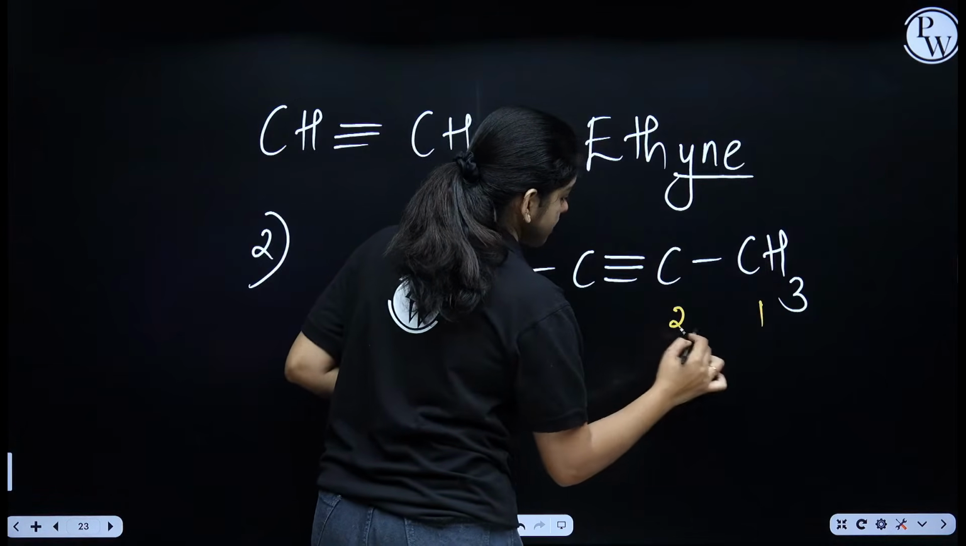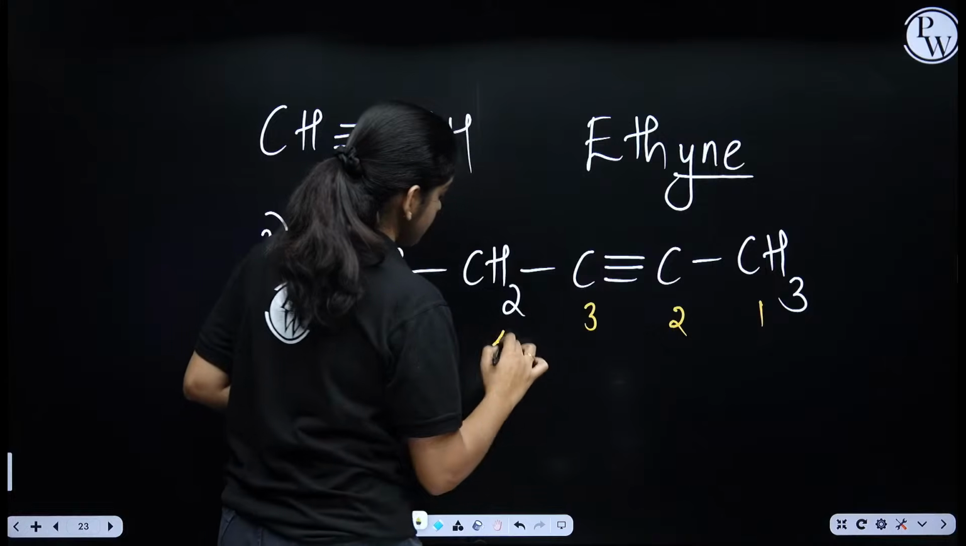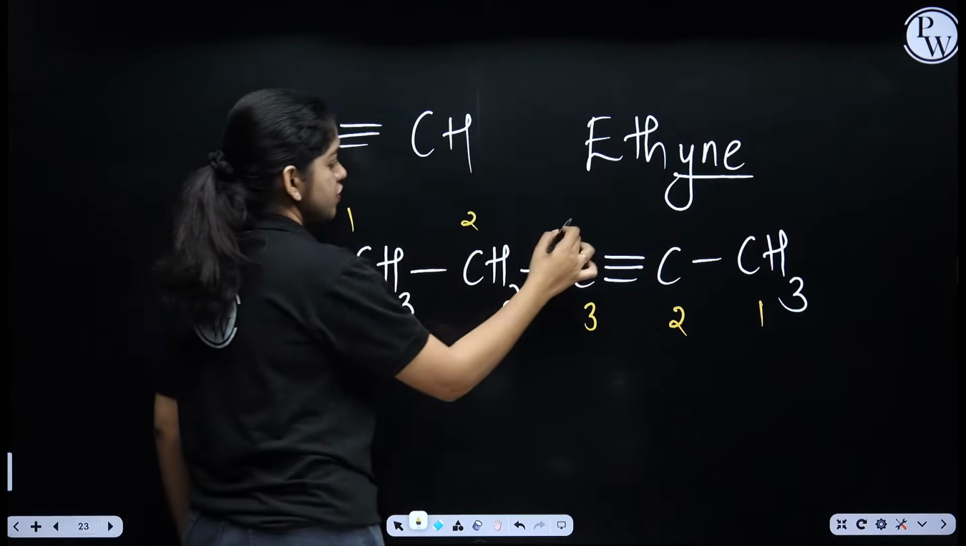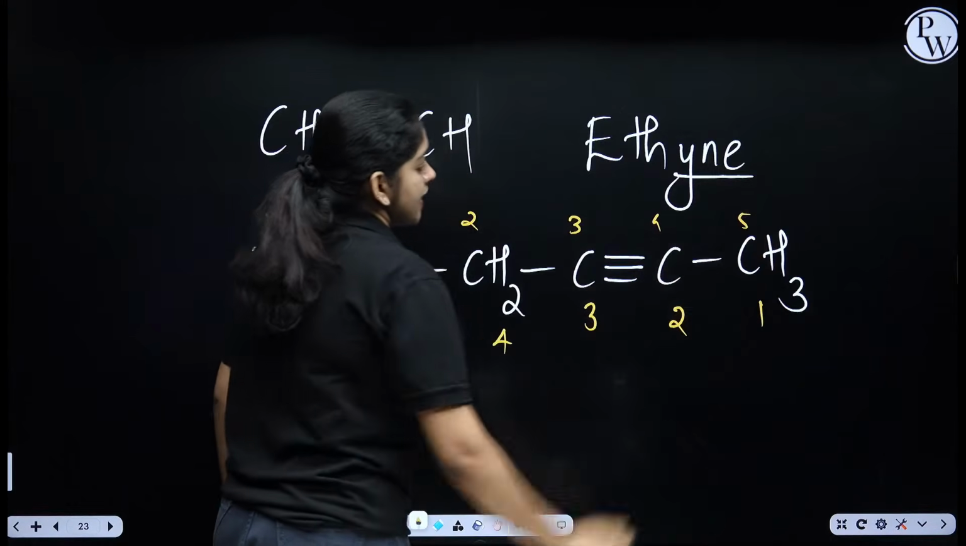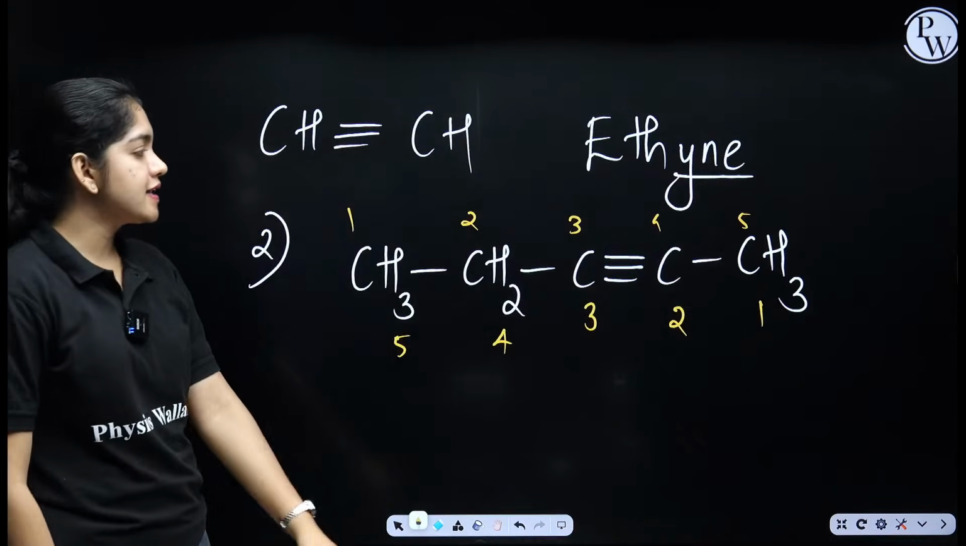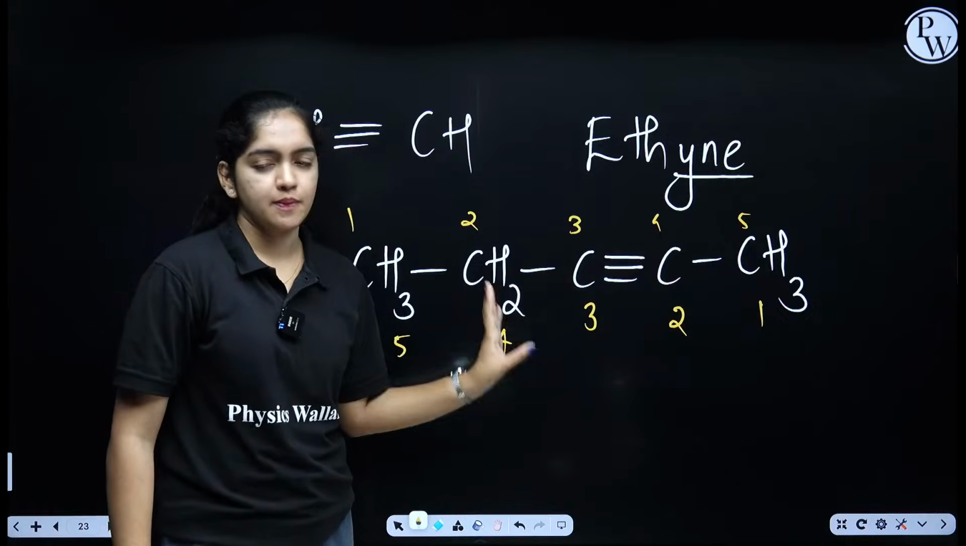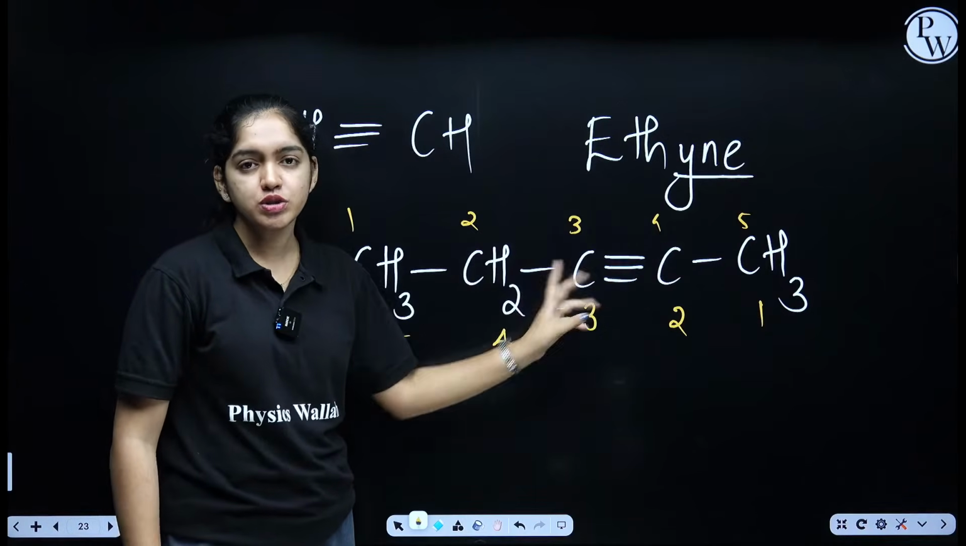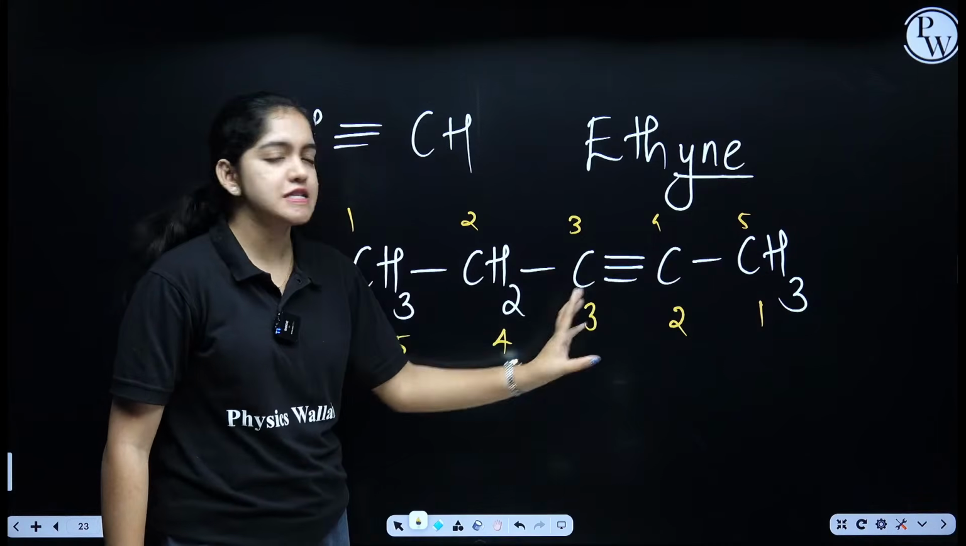1, 2, 3, 4, 5. Opposite also we can do 1, 2, 3, 4, 5. Anyway, the triple bonds are getting the numbers 3, 4 and 2, 3. So out of this, which number should we choose? 3, 4 or 2, 3? Which is the smallest number? 2 is the smallest number, right?